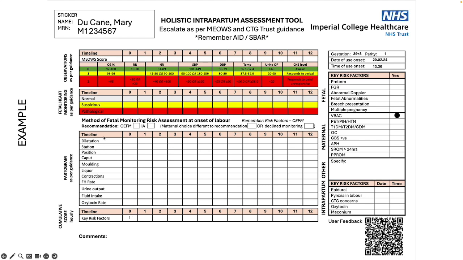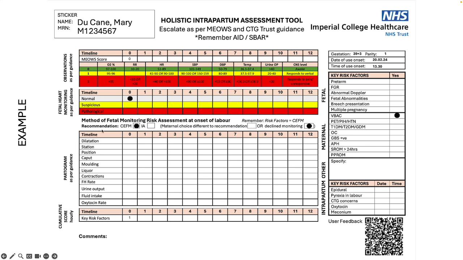So we do our baseline assessments, so NEWS score 0. We do our risk assessment for the best method of fetal monitoring. Given the risk factor of VBAC, she classes as the need for having continuous electronic fetal monitoring, so we tick that box. If for any reason the woman would be declining monitoring, then that's why you have these boxes next to that assessment where you can tick declined monitoring. Or if she declined continuous but wanted intermittent, you could tick the box next to it.